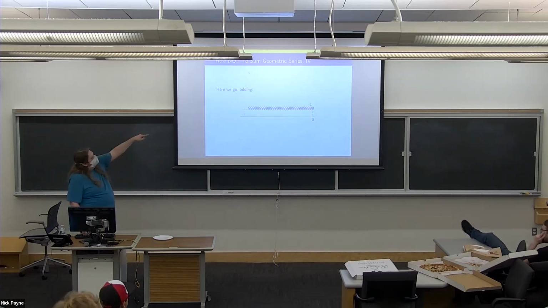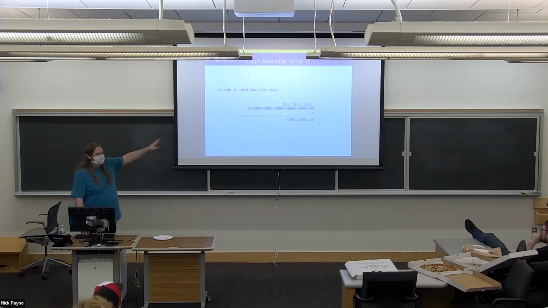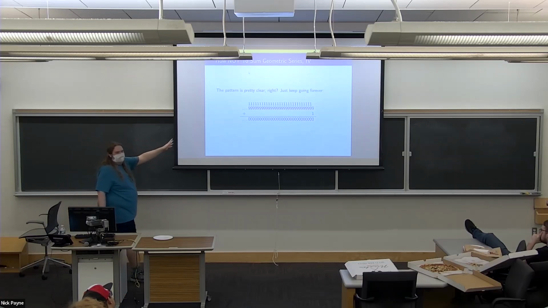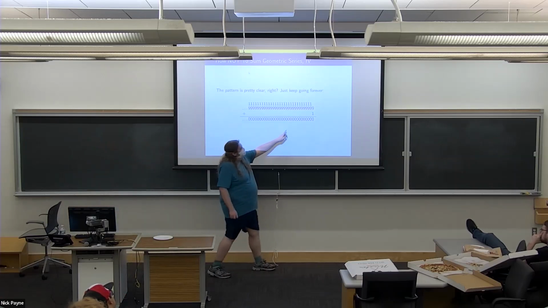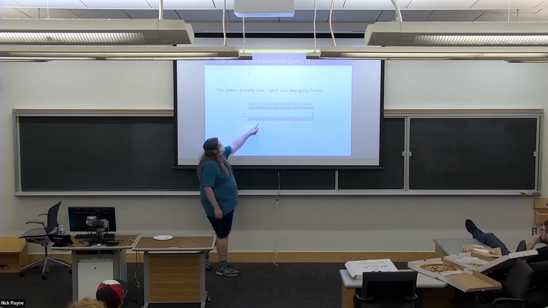Now I add 1 plus 9, and that gives me 10, so I get another 0, and it carries. And then I add 1 plus 9, and I get 10, and it's 0, and it carries. And I have 1 plus 9, and I get 0, and it carries. Let's just keep going. Here's 10 more steps, and then it's clear what happens. It just keeps going forever. So I just get 0, 0, 0, 0, forever.